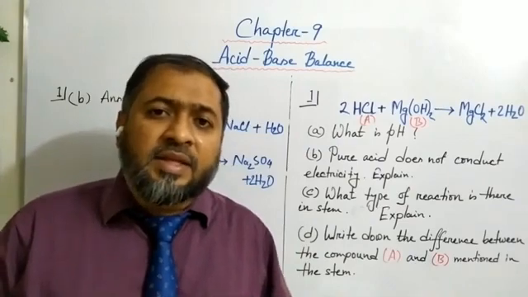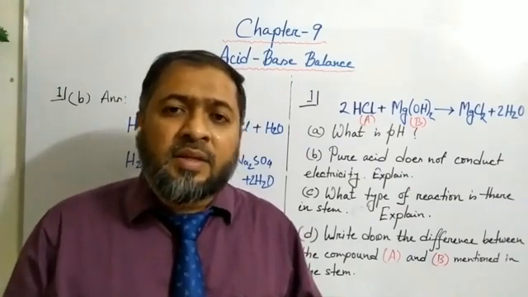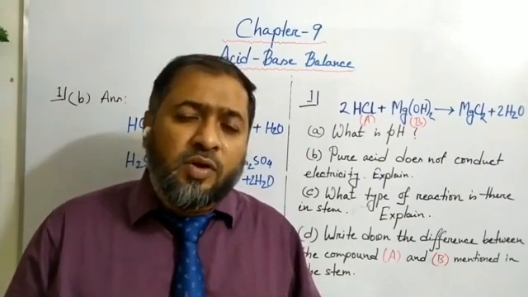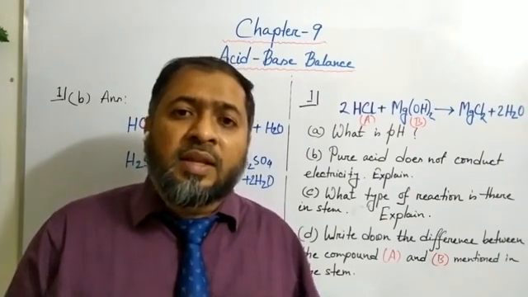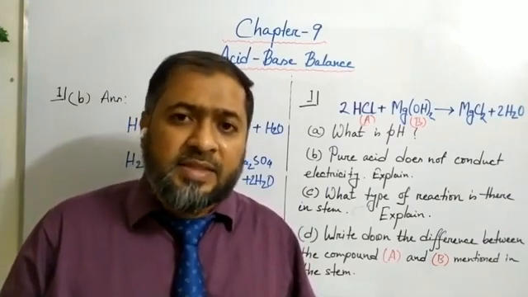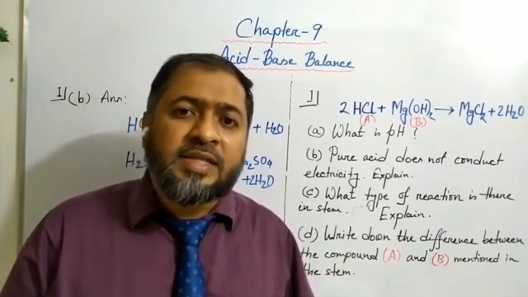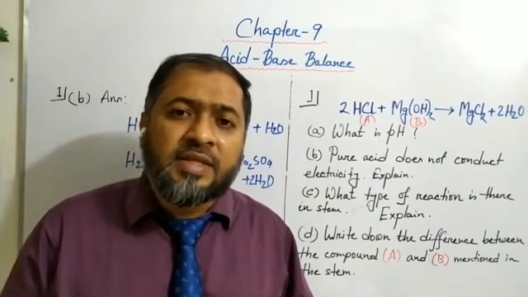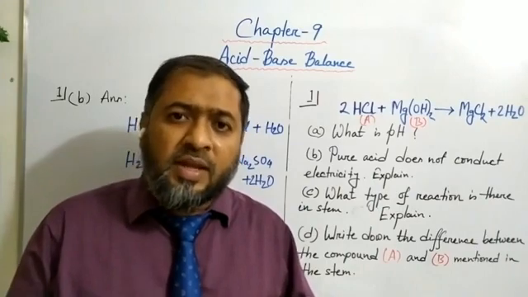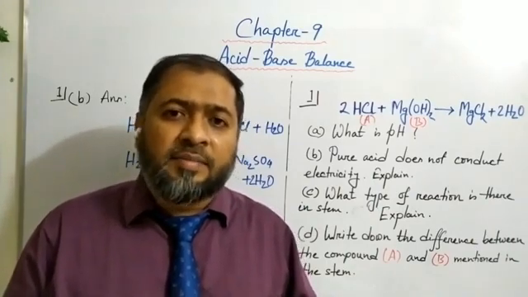In agriculture, when plants take calcium, magnesium, potassium salt from the soil, the soil becomes acidic and loses its fertility. In this case, we add lime or calcium oxide, which increases the basicity of the soil and the soil becomes fertile.